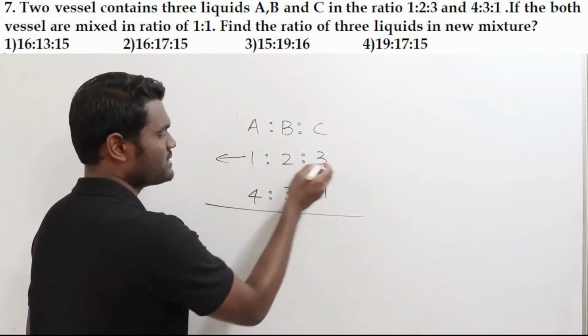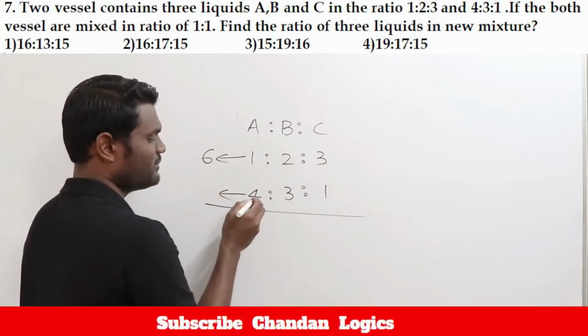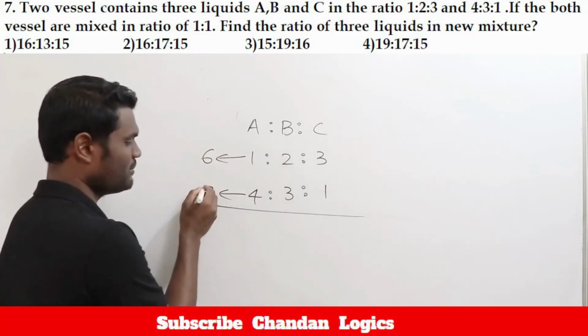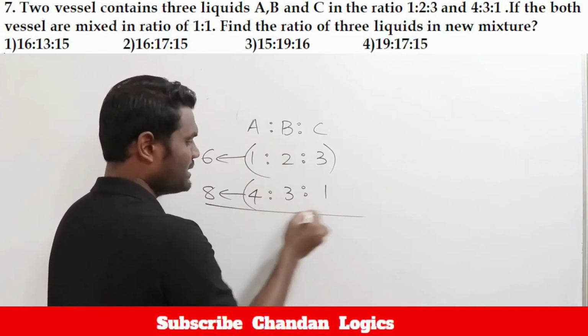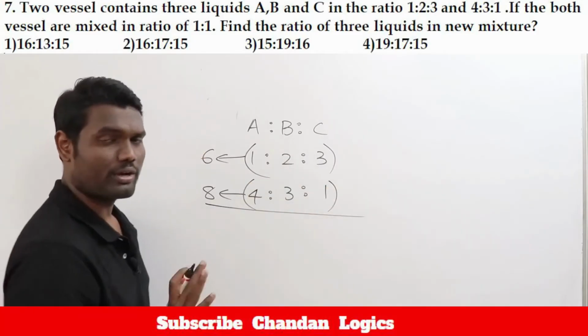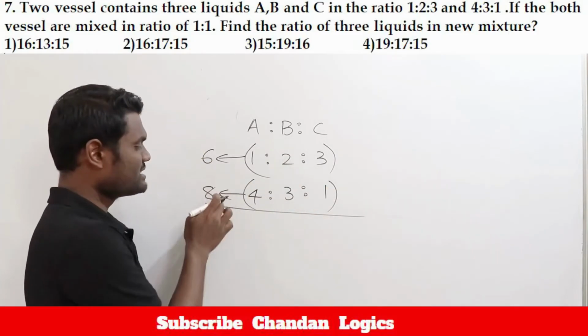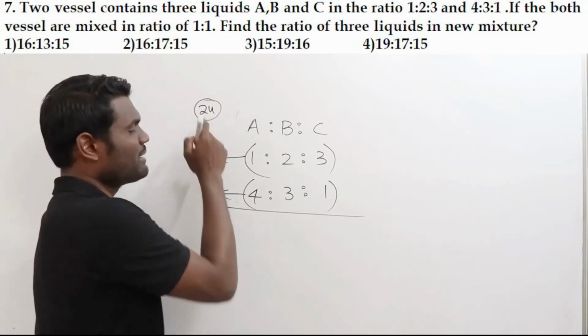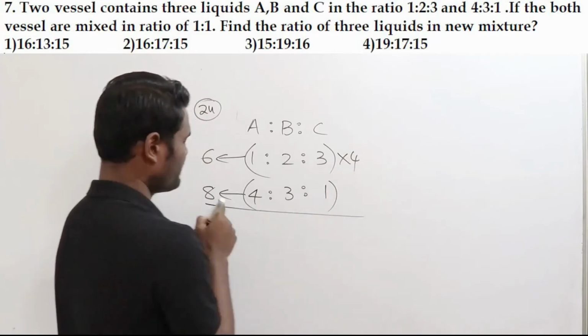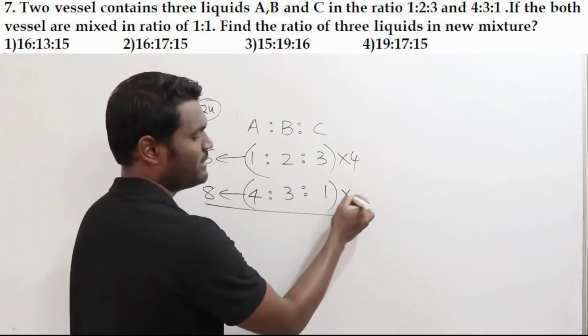Now what happened? 1 plus 2 plus 3, this will be 6. Next this will be 4 plus 3 plus 1, this will be 8. Now either you can take LCM, or as I told you, multiply the below one with above, above one with below. You can do the same as well. If I take LCM of 6 and 8, LCM will be 24. 6 how many times? 4 times. So multiply this with 4. 8 how many times? 3 times. So multiply this with 3.